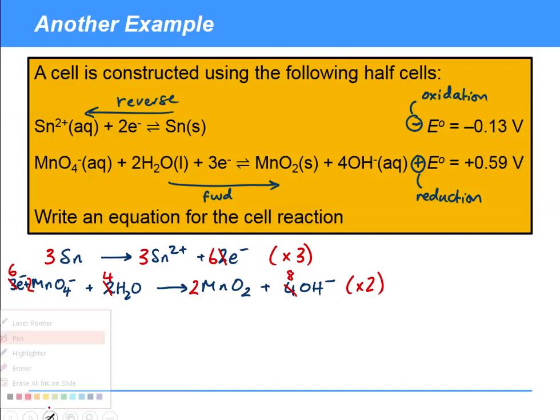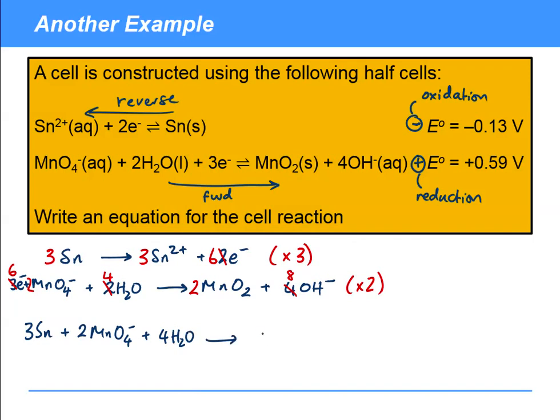So if we then add our 2 half equations together, we're going to end up with the following full equation. 3 Sn, 2 manganates, 4 water, 3 Sn2+, 2 manganese dioxide, and 8 hydroxide ions.